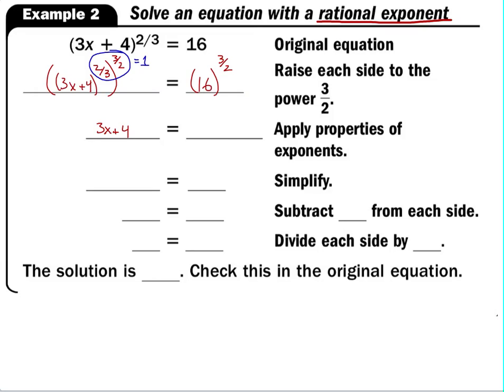Over on the right, you have 16 to the 3/2, and the book intends you to pause and rewrite this as 16 to the 1/2 to the 3rd, and then remember that 16 to the 1/2 really means square root of 16, and so that's really 4, so it's always like that to the 3rd, and so really it's 64. To be honest with you, you're probably realistically going to go ahead and use a calculator to simplify that out. So 3x plus 4 equals 64.